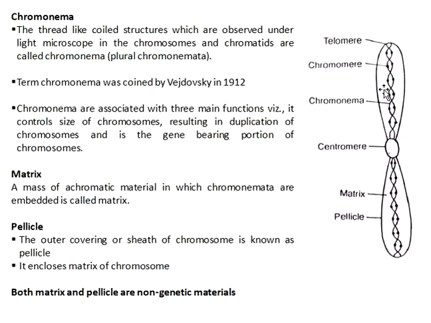Apart from the chromonema, chromosomes also contain the matrix. A mass of achromatic material in which the chromonema is embedded is called the matrix of the chromosome. This matrix is surrounded by an outer covering that we call the pellicle. The pellicle is the outermost covering or sheath of the chromosome. It encloses the matrix as well as the chromonema. Both the matrix and pellicle are called non-genetic material.